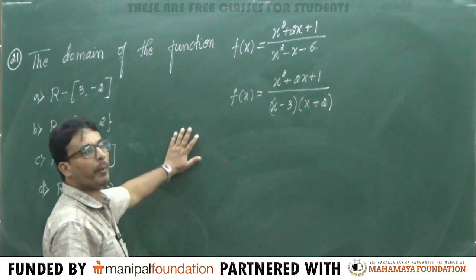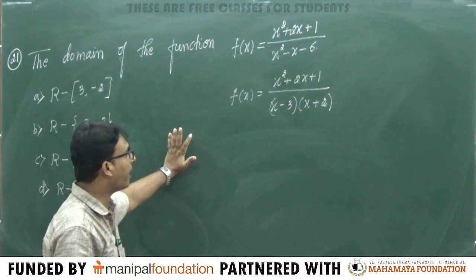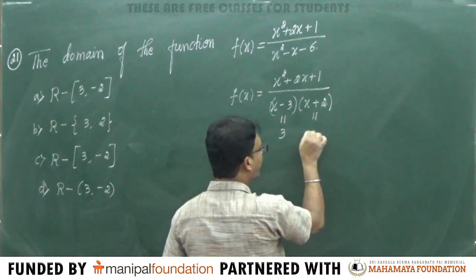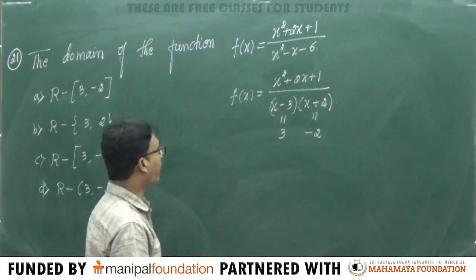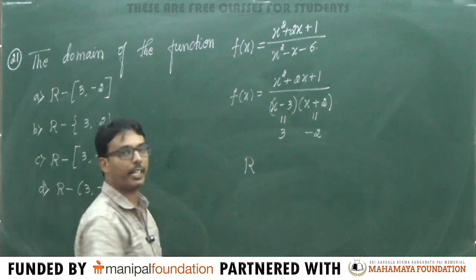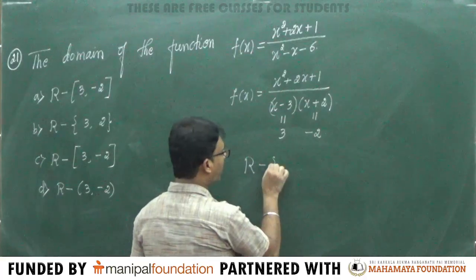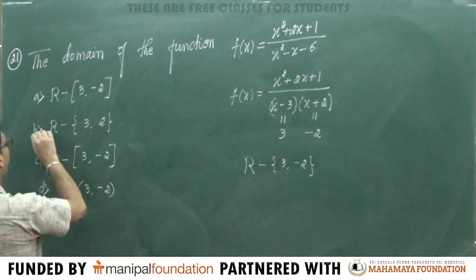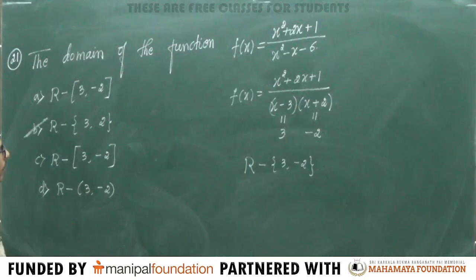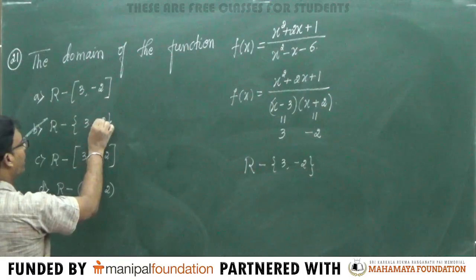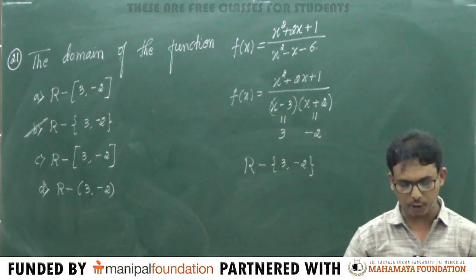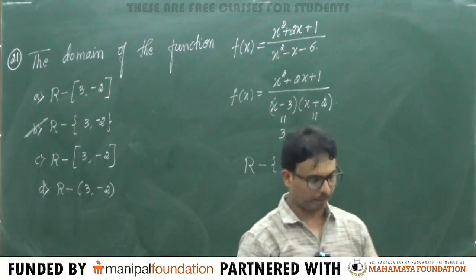Whatever may be the value of x, the denominator is not equal to 0. Therefore, the denominator becomes 0 when x is equal to 3 and x is equal to minus 2. Therefore, the domain is, we can replace x by any real number except two real numbers, that is 3 and minus 2. So, the domain is the set of all real numbers except 3 and minus 2. Therefore, the correct answer is option B, and this should be 3 comma minus 2. It is not 3 comma 2, that should be 3 comma minus 2.